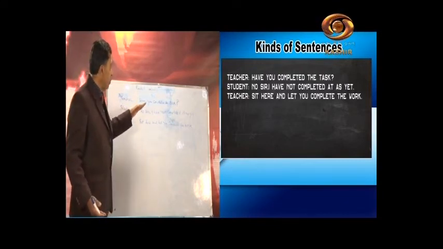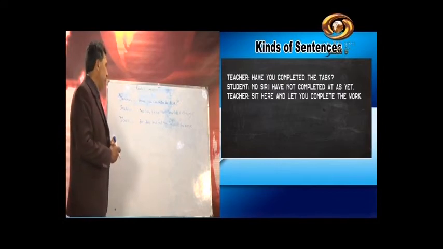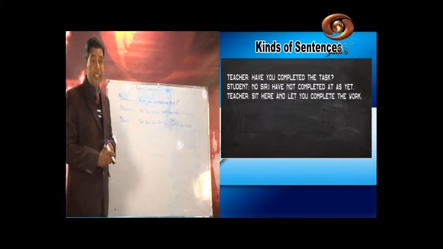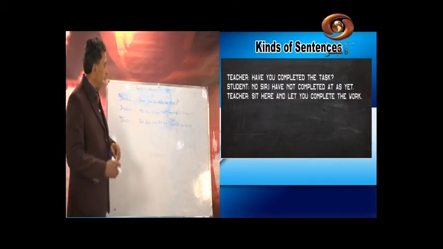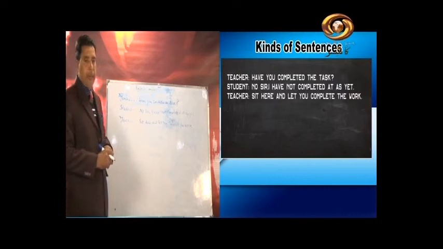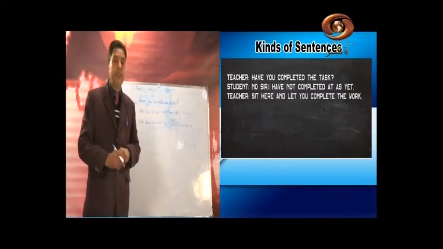Teacher says, have you completed the work or the task? Student says, no sir, I have not completed it as yet. The sentence is in negative. Okay? Teacher, sit here and let you complete the work. So it is a sort of order.